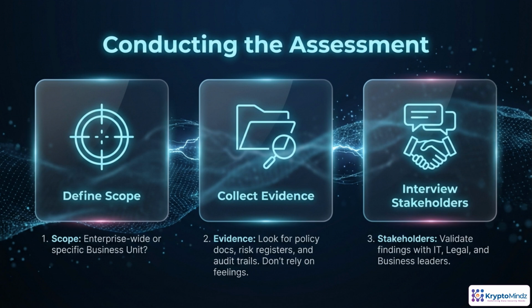A solid CSF assessment starts with scope. Decide exactly what you're rating: the whole enterprise, one business unit, or even a single service. Next, ground everything in evidence. Pull policies, standards, risk registers, tickets, and tool reports. If you can't point to an artifact, treat that outcome as weak or not implemented. Then, validate with people. Use interviews with IT, security, legal, and business owners to confirm how things actually work in practice.